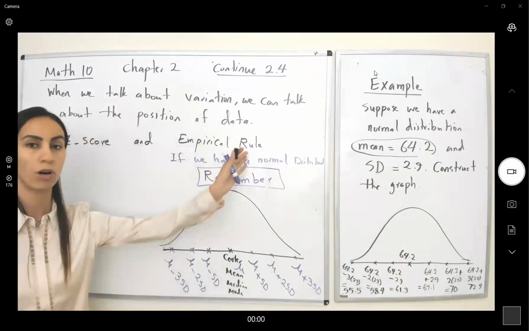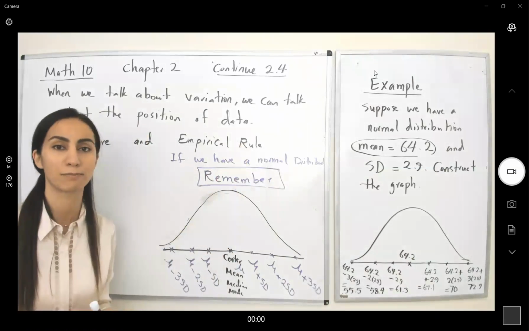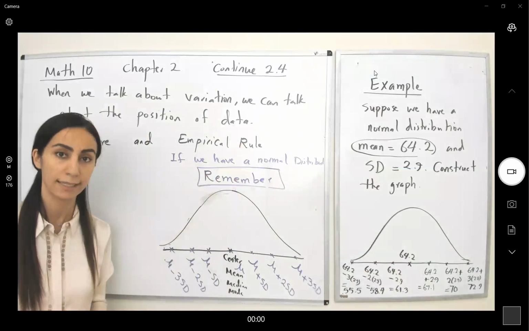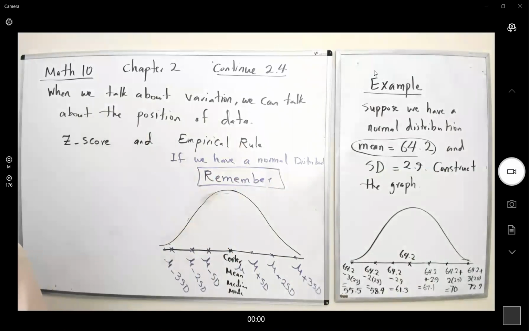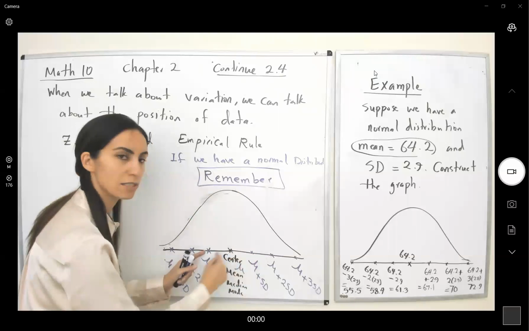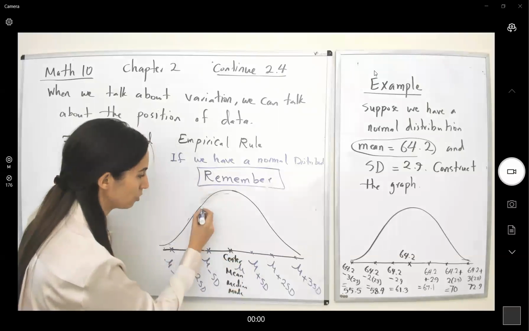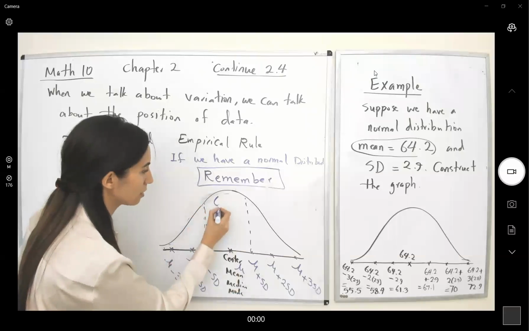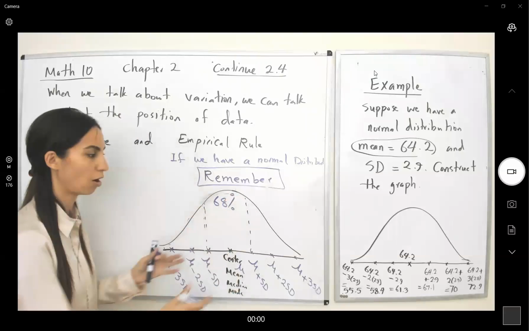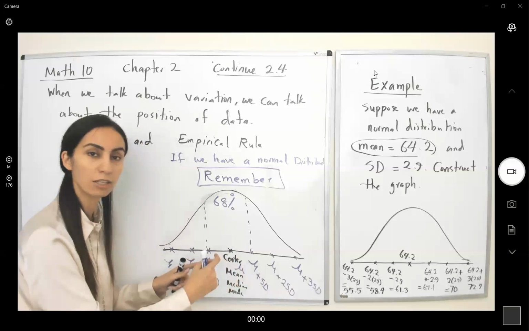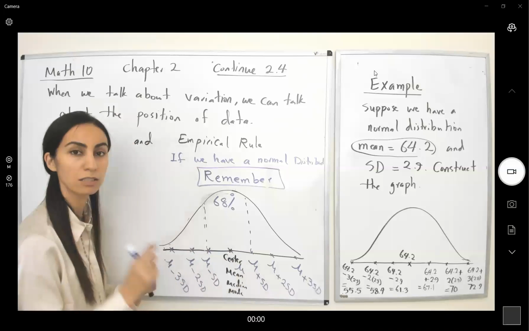So, what does this rule tell us? This rule says if we have a normal distribution, then 68% of your data is between one standard deviation of the mean. 68% of the collection of the data are in between one standard deviation. One standard deviation on the left-hand side, one standard deviation on the right-hand side.